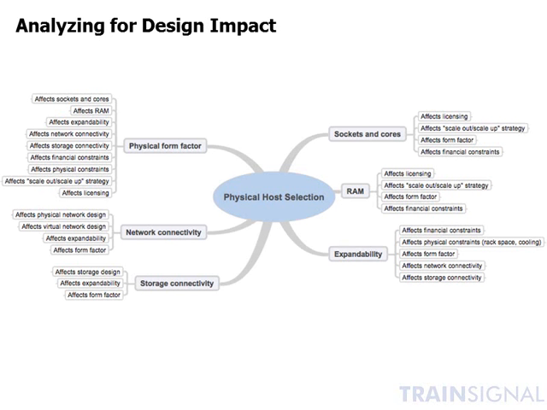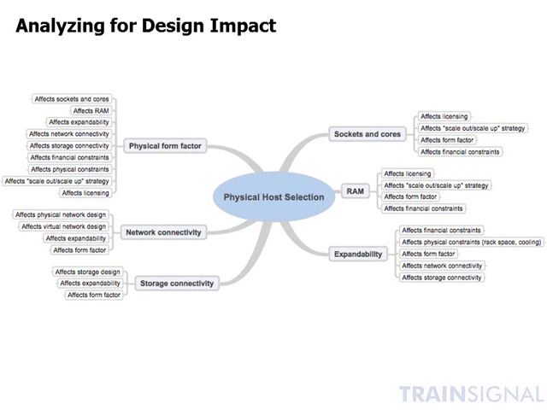Looking at analyzing for design impact, I've chosen here to use a mind map once again, and we've used mind maps in a variety of different areas through the course, and we've used other things. We've used tables, we've used lists, we've used what-if scenarios. So we've looked at a lot of different areas, and I'm going to continue to try to provide as great a variety as I possibly can as we move through here.